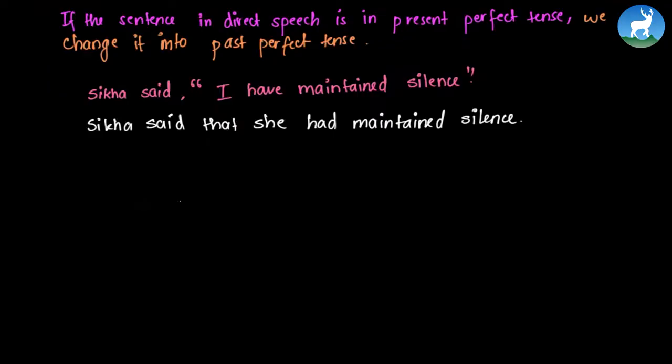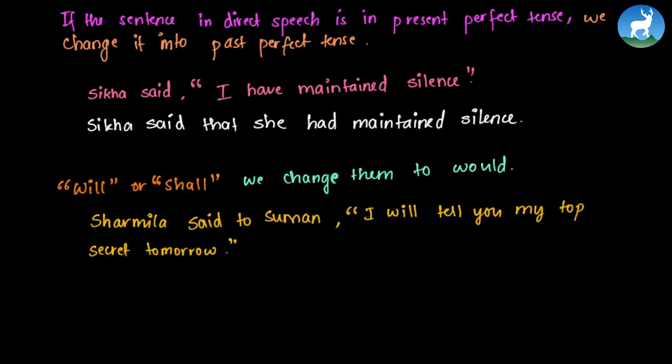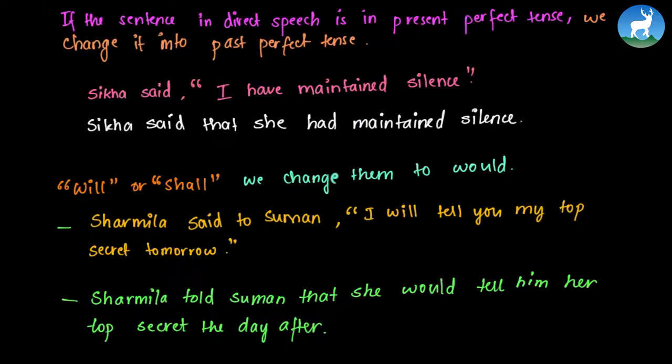Another rule says that if the sentence has will or shall, we change it to would. For example, Sharmila said to Suman, "I will tell you my top secret tomorrow." This is direct speech and we change it into indirect speech by saying, Sharmila told Suman that she would tell him her top secret the day after. So notice that will used in direct speech is converted to would in indirect speech, and the adverb tomorrow is changed to the day after.